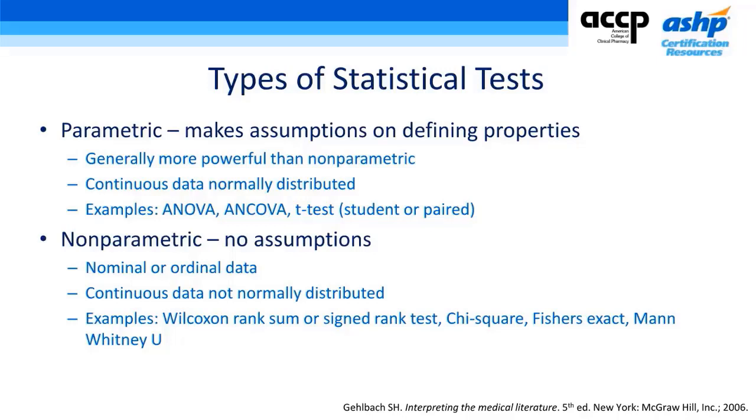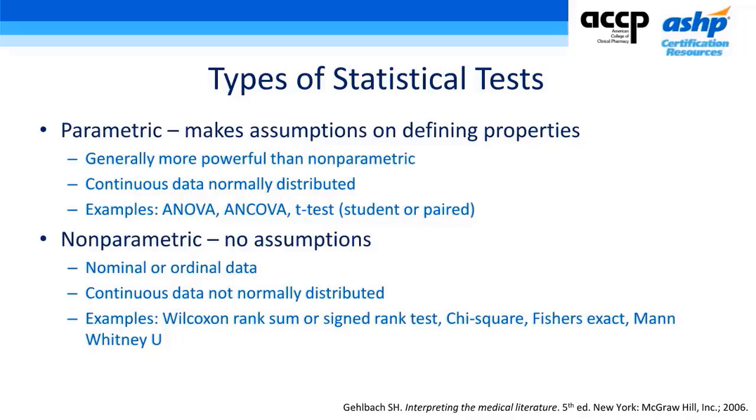For non-parametric tests, you're not making any assumptions. And so you're using non-parametric tests for nominal or ordinal data. You can also use non-parametric tests for continuous data that are not normally distributed. So examples of non-parametric tests are listed here. As I mentioned before, chi-square, for nominal data, is a type of non-parametric test. Mann-Whitney U and Wilcoxon rank sum or signed rank test.